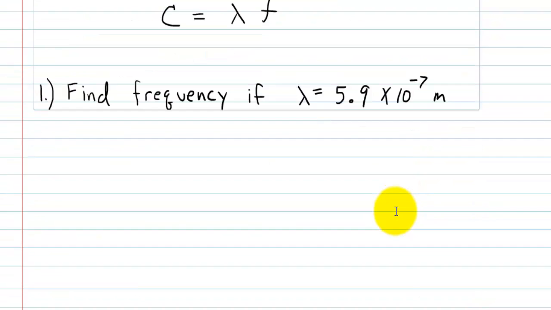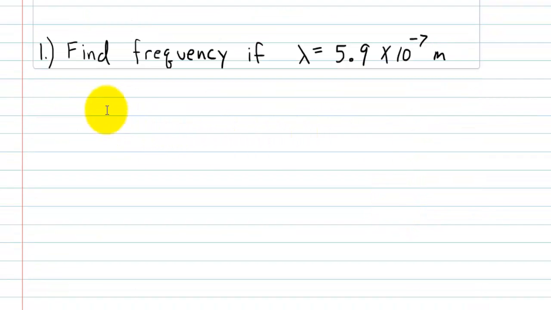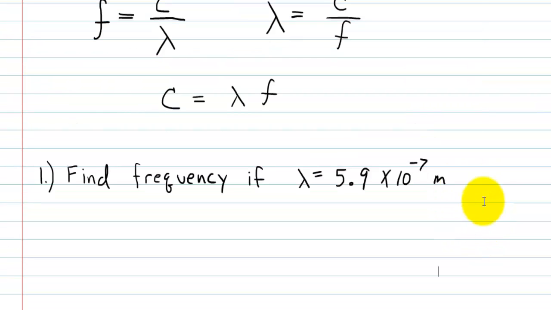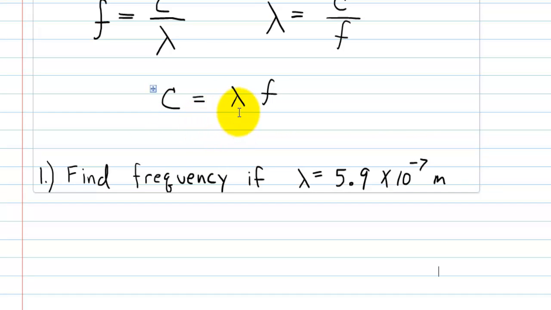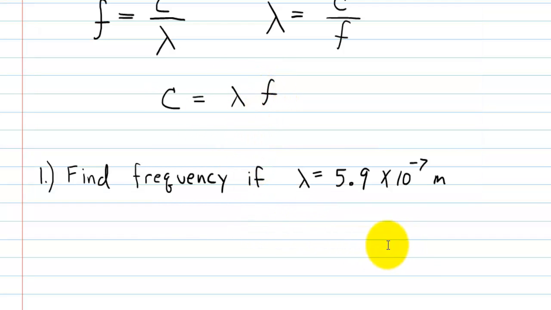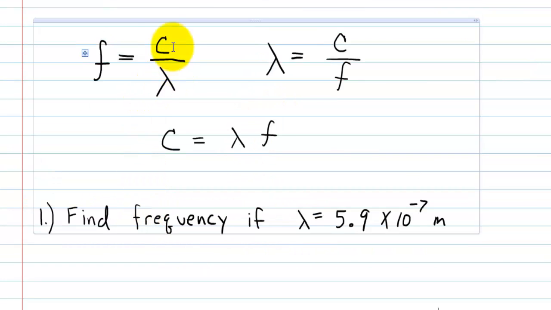Okay, so let's go over the very first one. Find the frequency if lambda is equal to 5.9 times 10 to the negative 7 meters. For solving all these problems, all you really need is this formula: the speed of light is equal to the wavelength, lambda, times the frequency. Here we're asked to solve for the frequency, so we manipulate the formula to look like this: the frequency is equal to the speed of light divided by the wavelength.